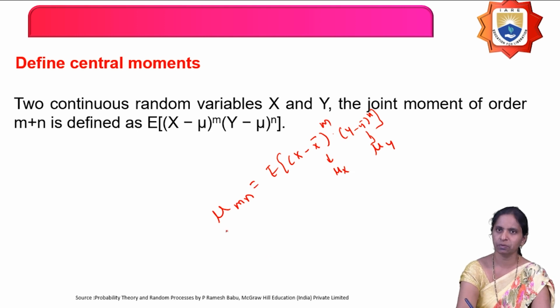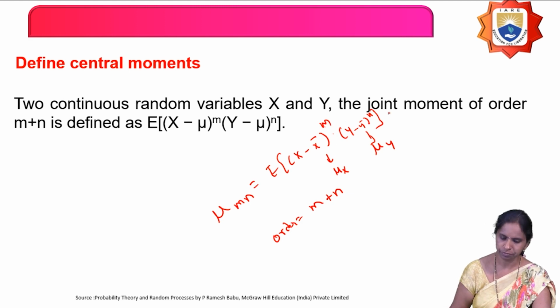So this is called as the joint moments about the origin. It is also called as the joint central moments. And the order of the moments here is m plus n. The order of the moments here is nothing but m plus n.